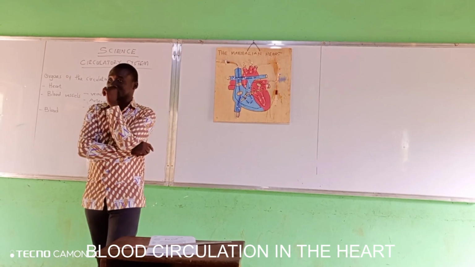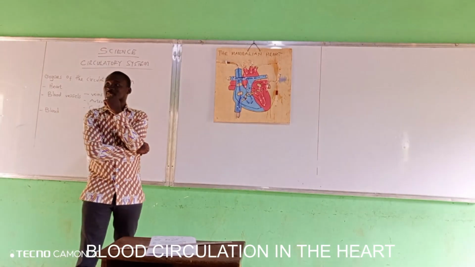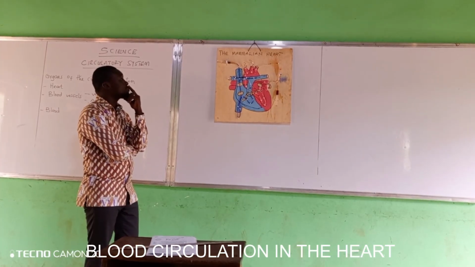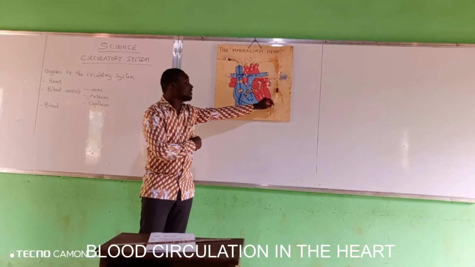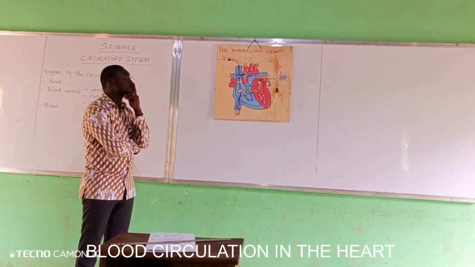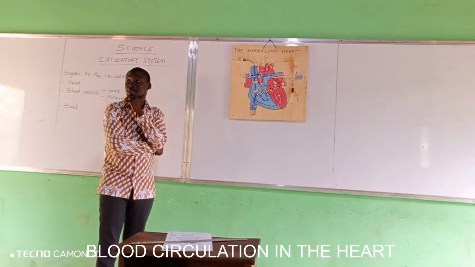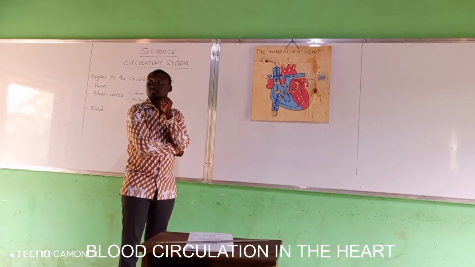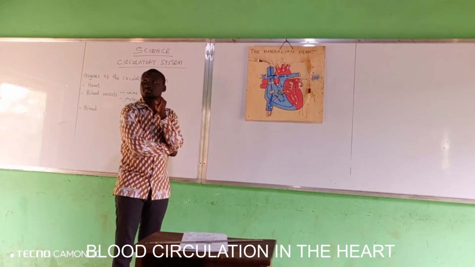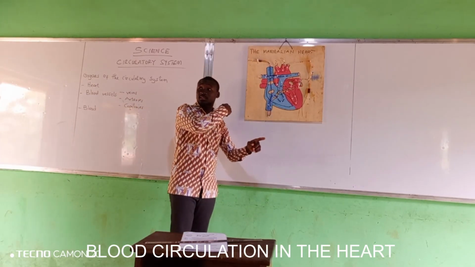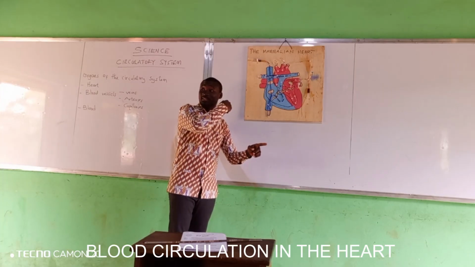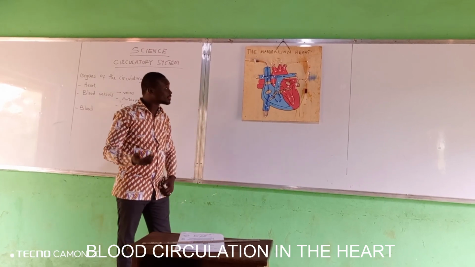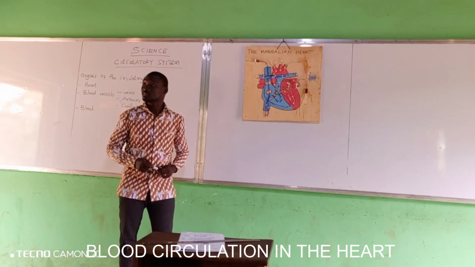Yes, Patrick. The red one is the vein, because when the heart is open, it collects blood to the heart. So is it to the heart? Is that what you are saying? No, to the heart, and okay, it will go to the arteries.